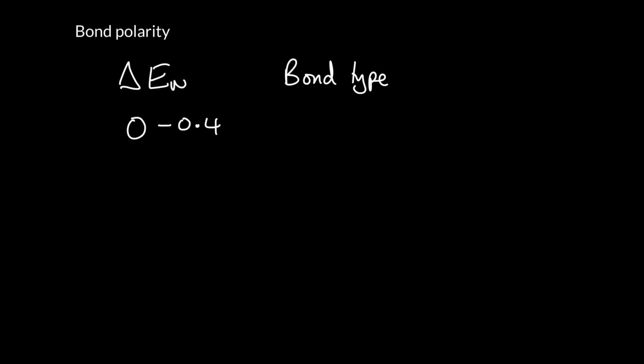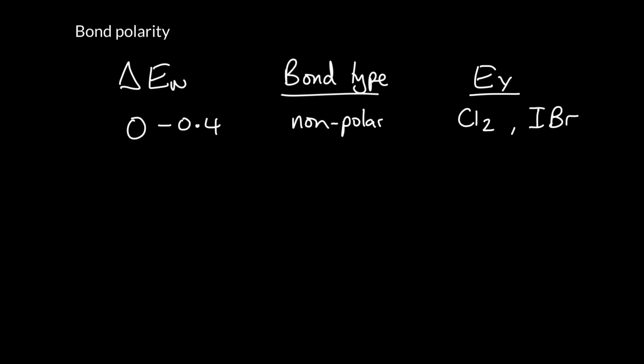One last little thing here. The bigger the difference in electronegativity, the more polar the bond is. So if we calculate the difference in electronegativity and get a difference of 0 to about 0.4, we describe the bond as being nonpolar. So we don't consider it to have a sizable positive and negative charge on each end. Just to give you an example of this, something like chlorine, or something where the electronegativities are almost exactly the same, IBr, or a bond like carbon-hydrogen. These are all examples of nonpolar bonds.